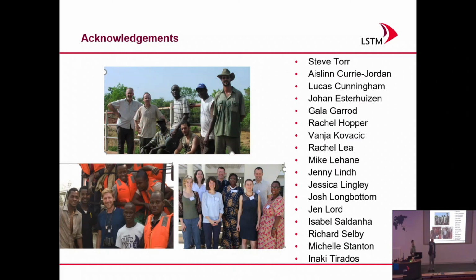Oh, there's a couple there, I think. Thanks for that presentation. I just wanted to ask about the thought process behind the safety of staff from LSTM and the teams that are working there in the DRC. Like, what kind of things go into making that decision? Okay, we're going to send a team into this area of DRC. It's a really good question.